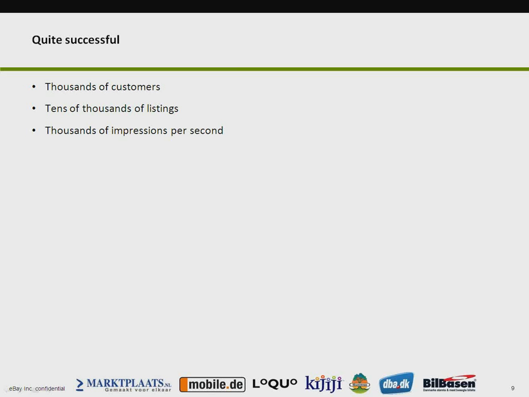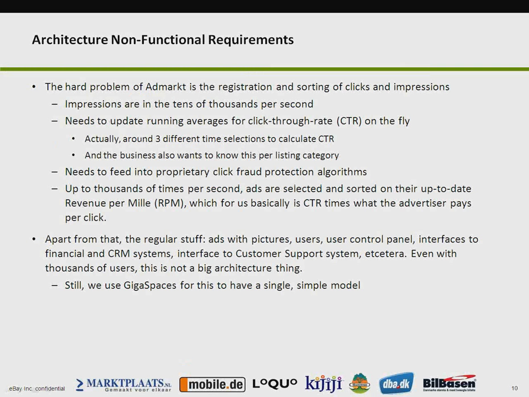Of course, with success always comes a downside. And that's that if you have thousands of impressions per second, you also need to do thousands of click and impression registrations per second, and even impressions are currently in the tens of thousands, because you get multiple impressions per search result page. And that means that we need to do a lot of real-time calculation.